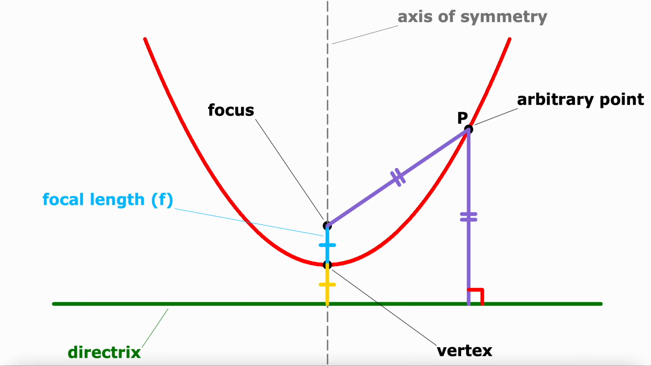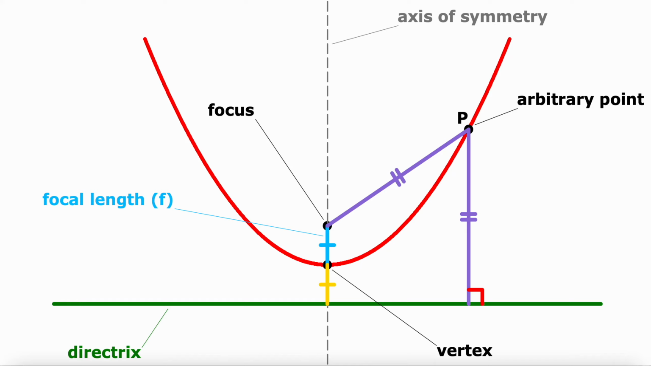What's more, if the directrix is horizontal, the parabola opens upwards or downwards, whereas if the directrix is vertical, the parabola opens to the right or to the left. Parabolas have only one directrix, unlike ellipses and hyperbolas, which have two directrices, and unlike circles, which have no directrices.